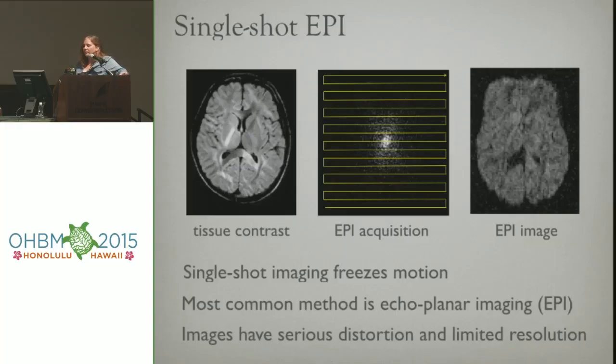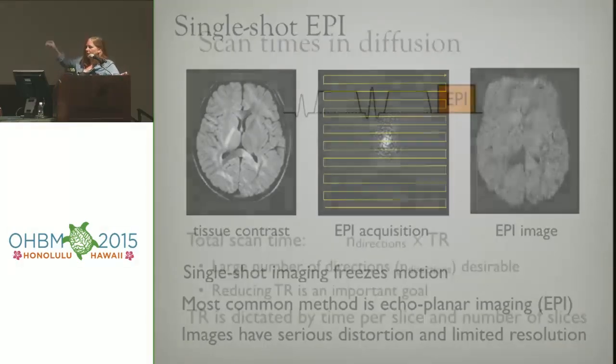But we can get an image. It's not as beautiful as the one on the left, which was acquired using a method other than EPI. But if you look on the right, you can still see similar contrast. And now this is an image where we've been able to freeze motion and avoid those artifacts I was showing earlier.